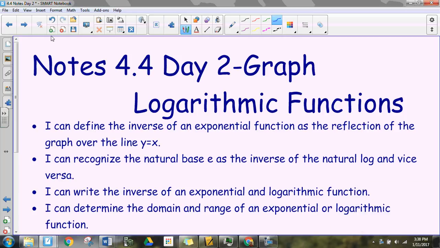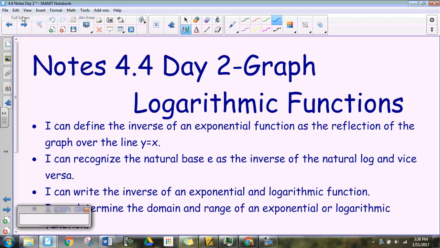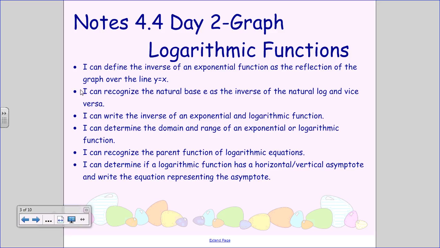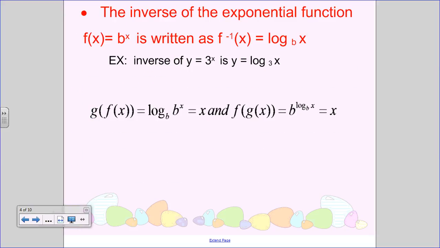Today we're going to look at graphing logarithmic functions, finding inverses of exponential or logarithmic functions, and finding domain and range. So the inverse of an exponential function, f of x equals b to the x, where x is in the exponent, making it an exponential function, is written as f inverse of x equals log base b of x.